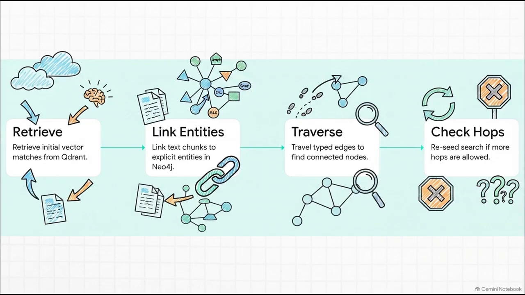Step 3, once it has those entities, it traverses the graph, traveling along typed edges to find connected nodes, the neighbors. And finally, step 4, it checks its configuration. If more hops are allowed, it grabs those newly discovered neighbors, reseeds its search criteria, and runs the whole thing again. It just keeps digging until it either hits a hard limit or finds the complete answer.